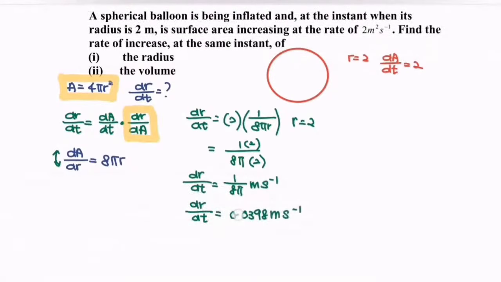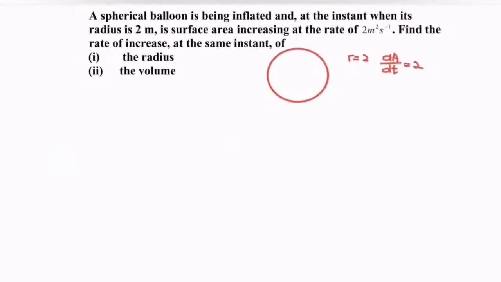Do remember, express your answer in 3 significant figures. So for the second part, find the rate of increase at the same instant of the volume. So now we are dealing with volume. V equals 4 pi r cubed over 3. Write out the focus: find the rate of increase at the same instant of the volume. So now we are interested in dV/dt. Kindly draw out the chain rule.